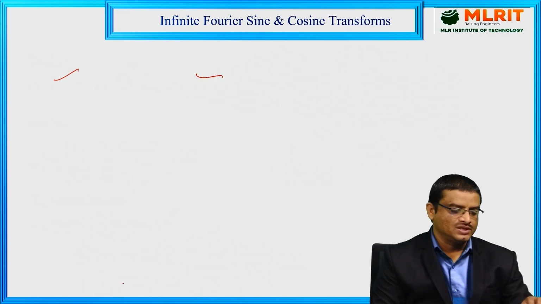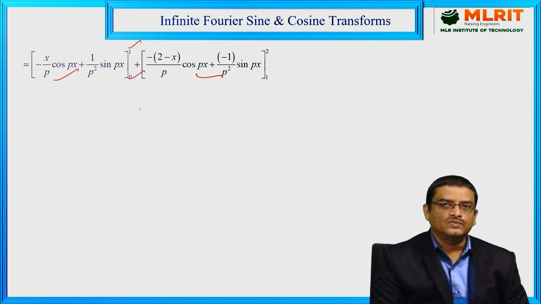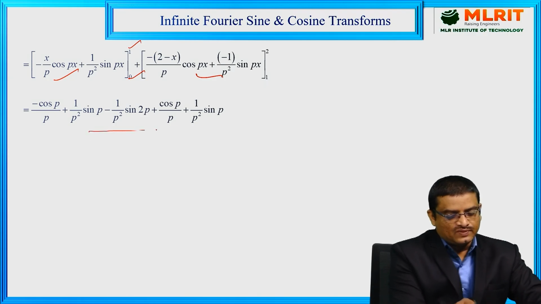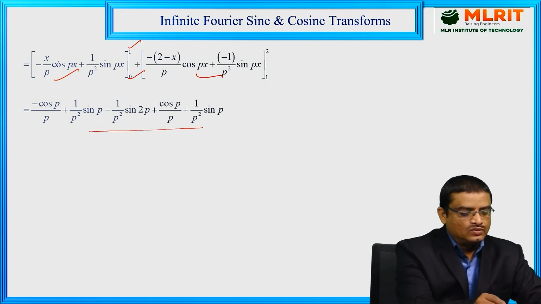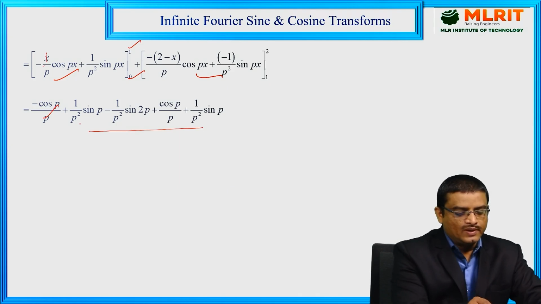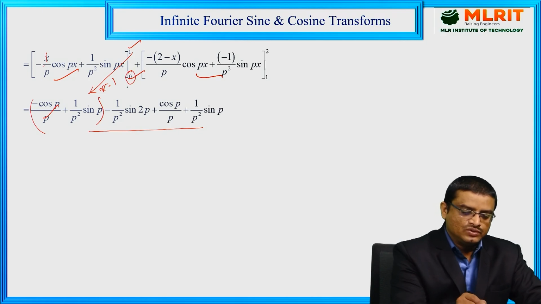Now substitute these limits in place of x. First substitute x equal to 1, minus x equal to 0, the lower limit, in both terms. After substituting, finally you will get this value. Put x equal to 1 here: minus 1 by p into cos p. So you will get this term. Now substitute x equal to 1 here: 1 by p square into sine p. This is the upper limit. After substituting the upper limit x equal to 1, now substitute x equal to 0 here.